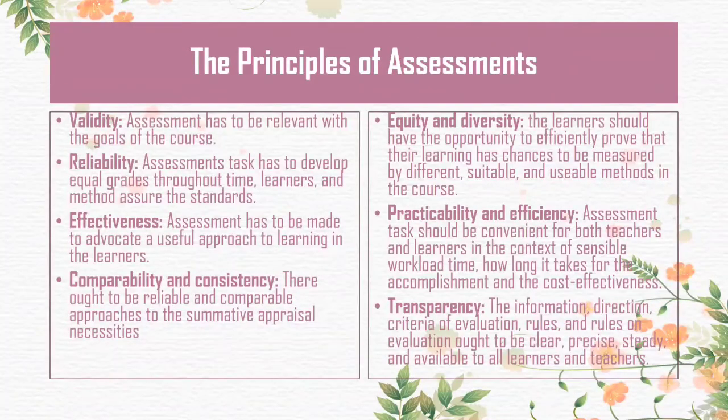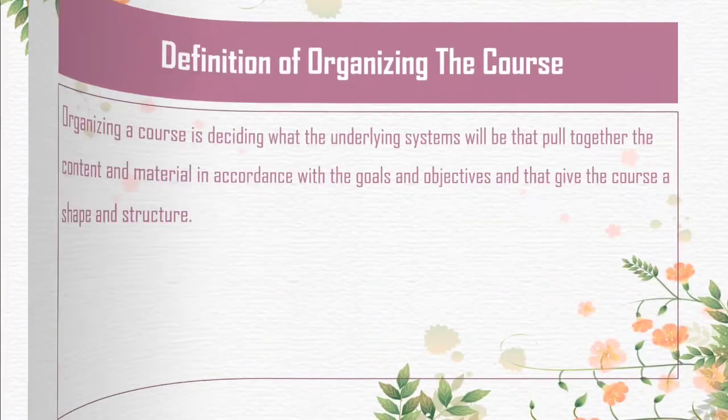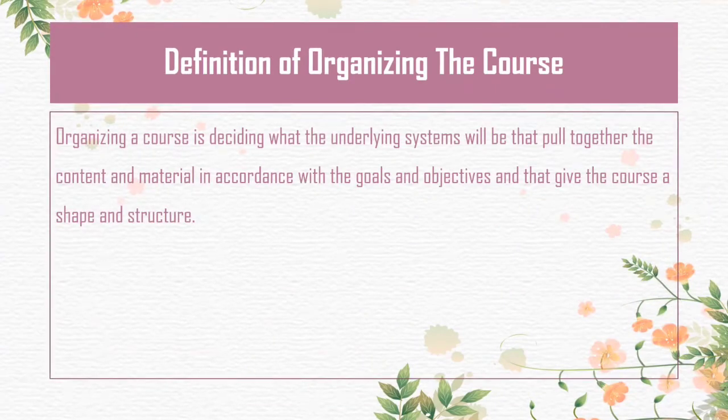Next, there are 7 principles of assessments. The first one is validity. Number 2 is reliability. The third is effectiveness. Number 4 is comparability and consistency. Number 5 is equity and diversity. Number 6 is practicability and efficiency. Number 7, transparency. Definition of organizing the course.